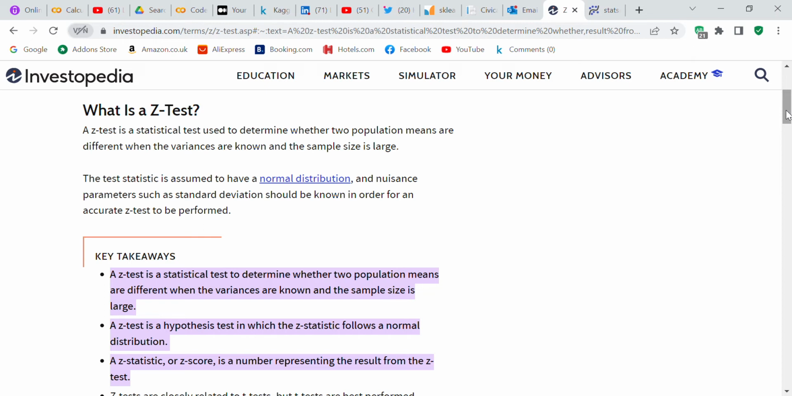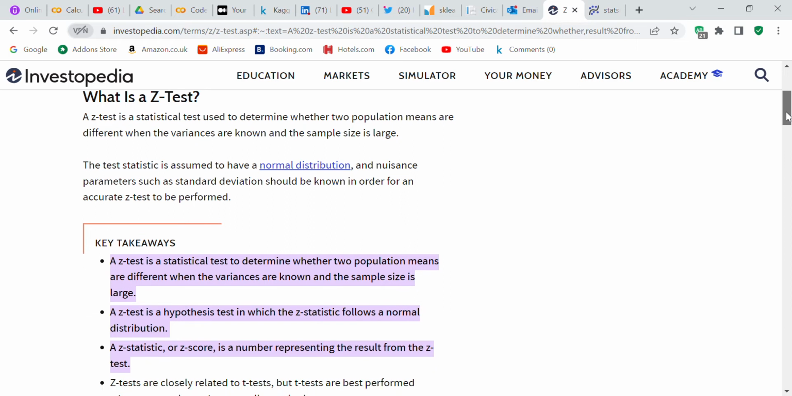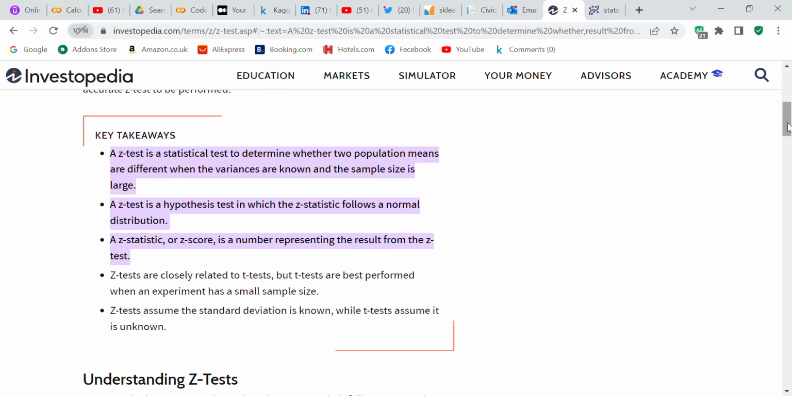The test statistic is assumed to have a normal distribution, and nuisance parameters such as standard deviation should be known in order for an accurate Z-test to be performed. Key takeaways: a Z-test is a statistical test to determine whether two population means are different when the variances are known and the sample size is large.